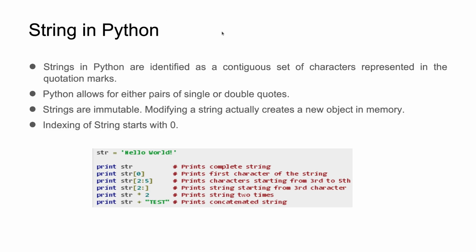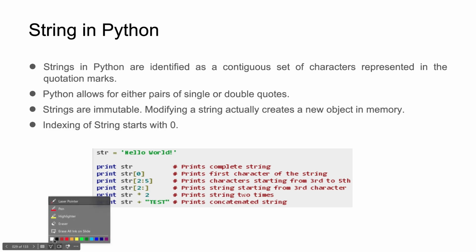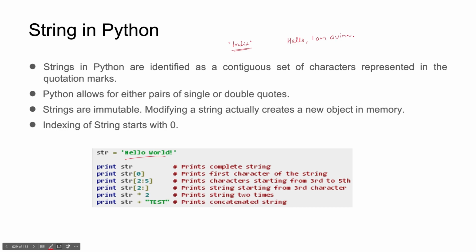String means a sequence of characters. You can see here hello world. Similarly, suppose I'm writing India, so this is a string. Hello, I am Avinash, this is also a string. A string can be in double quotes or single quotes, no worries about that, both are equal, no issues.